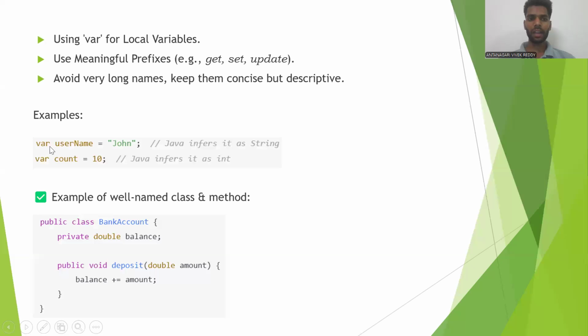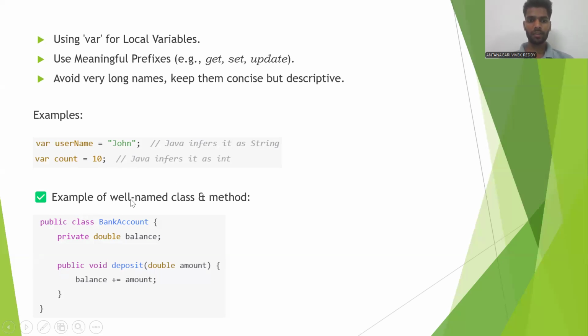This var can be used for declaring the variables, and this username is the name of a variable, and Java infers this as a String, as we have written John in double quotations, and this count is a variable and Java infers it as int.